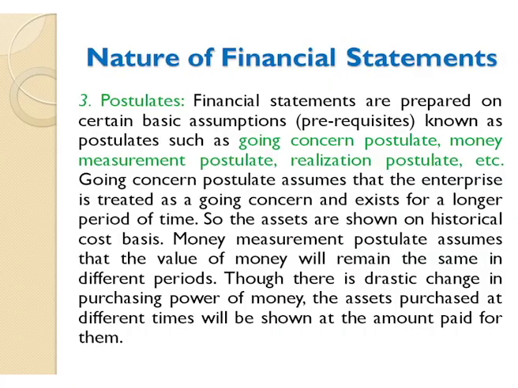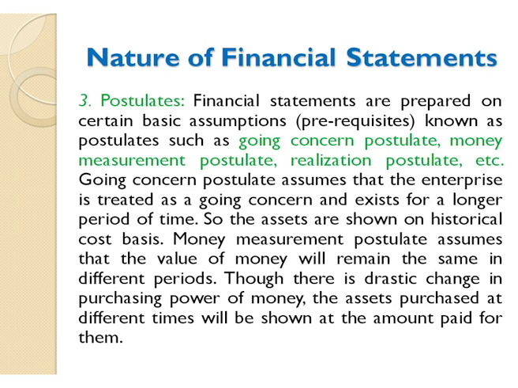The financial statements are prepared on certain basic assumptions known as postulates, such as going concern postulate, money measurement postulate, realization postulate, etc. The going concern postulate assumes that the enterprise is treated as a going concern and exists for a longer period of time. Like, you do not start a business assuming that you will close it after 5 years or 10 years. So you assume that it will go on for a longer period of time. So the assets are shown on the historical cost basis.